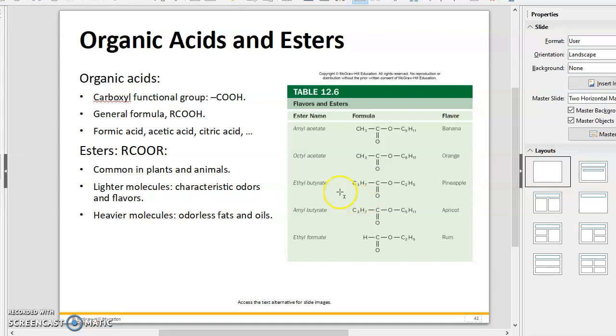But as you can see, these esters are the ones that make up the different artificial flavorings. They just isolate these particular chemicals, but these are the ones that are actually present to give the flavor to these different materials. These are common in plants and animals. The lighter molecules have characteristic odors and flavors. Yes, that's because we do smell those. And the heavier molecules are odorless fats and oils.